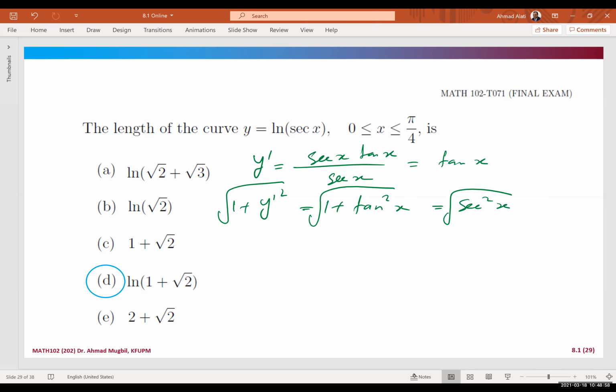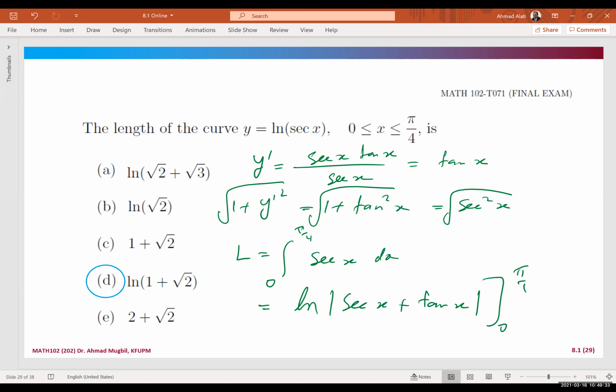It will be secant. So the length of the curve will be the integral from 0 to pi over 4 of the square root of secant squared. You need to be careful here. The square root of secant squared will be the absolute value of secant. But you need to ask yourself, is secant positive between 0 and pi over 4? It is positive. So it will be secant x dx. And of course, this is easy. This is ln of secant x plus tan x, from 0 to pi over 4. Calculated, you will get ln of 1 plus square root of 2.